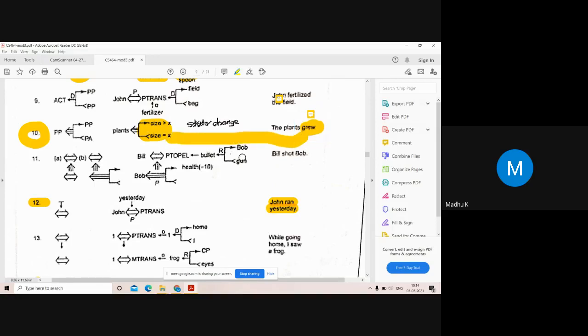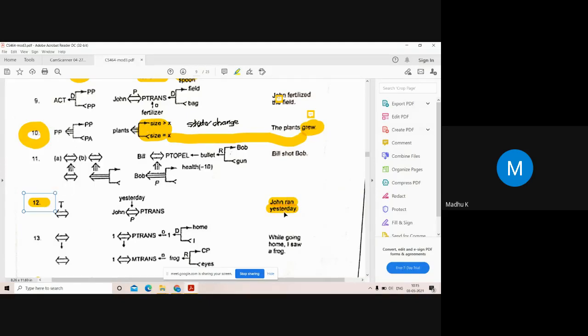We will represent it in this way. That is, plant size initially equal to x, and its size now greater than x. That is the representation of "grew". Okay, try to understand that concept. Then we are going to the 12th rule. This is a very simple case.